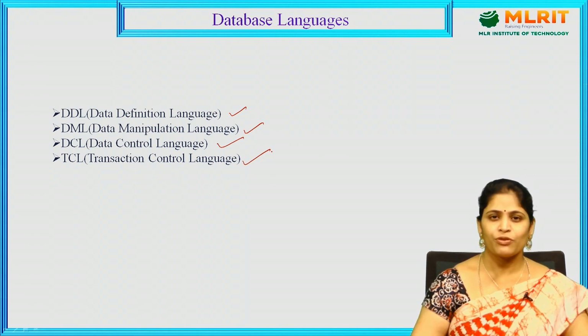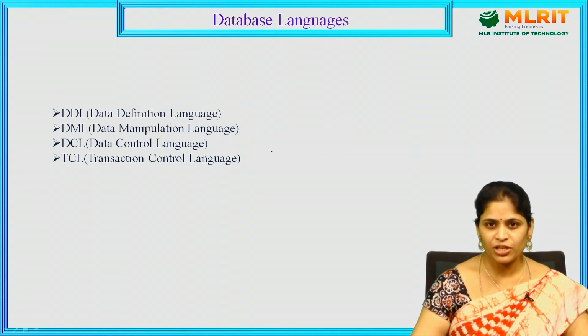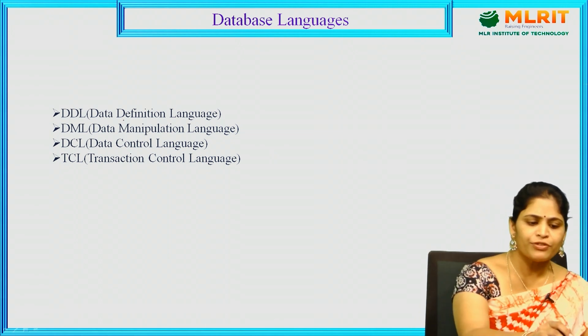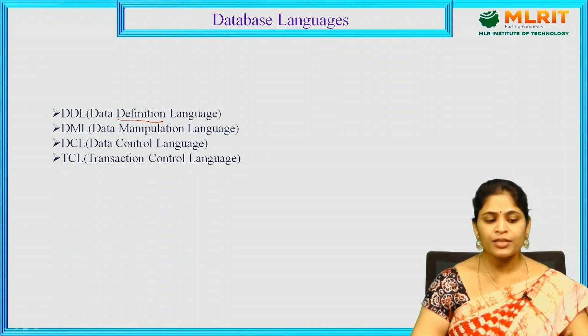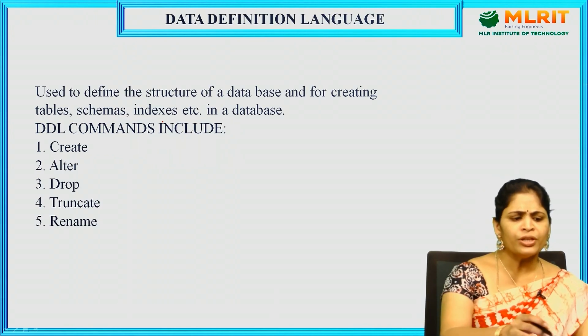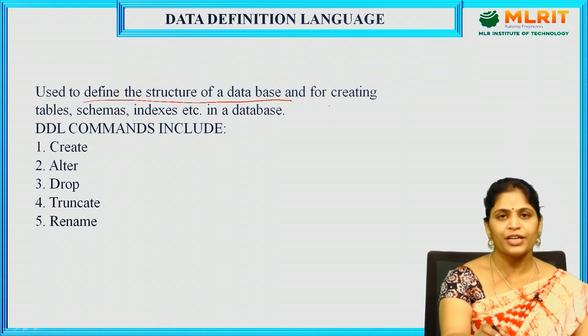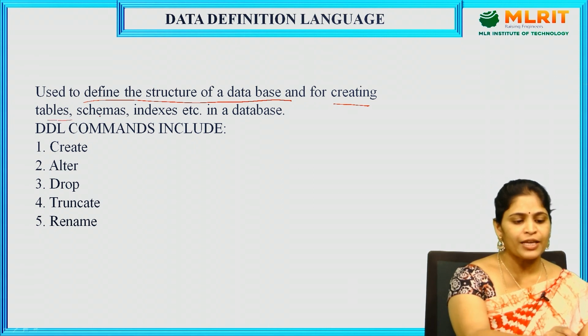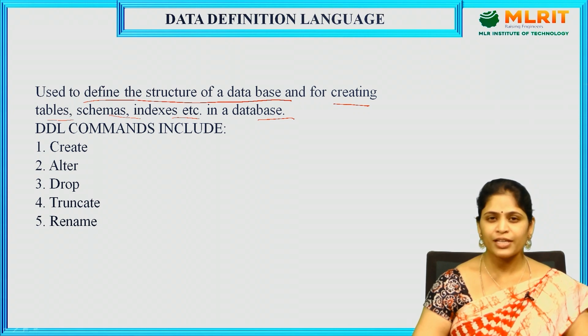Here we have four types of languages. Let's deal with the first one, DDL, data definition language. By its name, we define a database by using DDL commands. We use them to define the structure of a database, and for creating tables, schemas, indexes, etc. in a database. So by using DDL, we create the structure of a database.